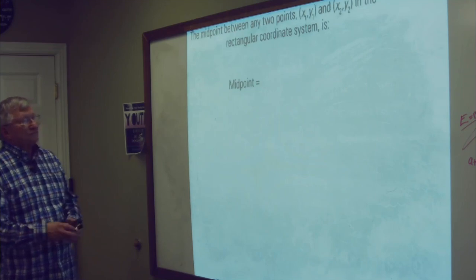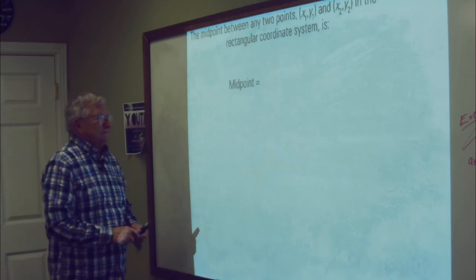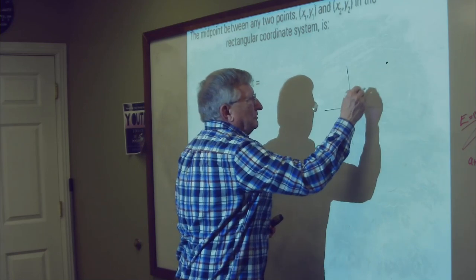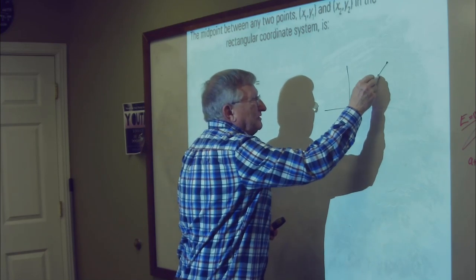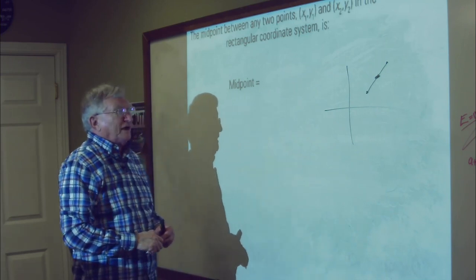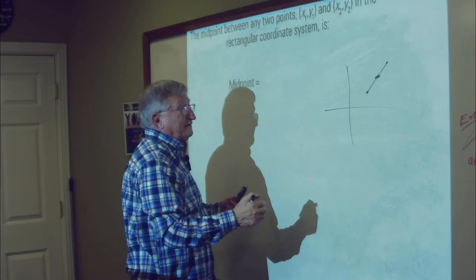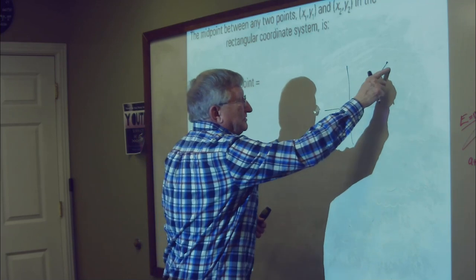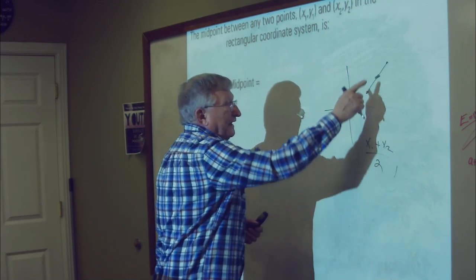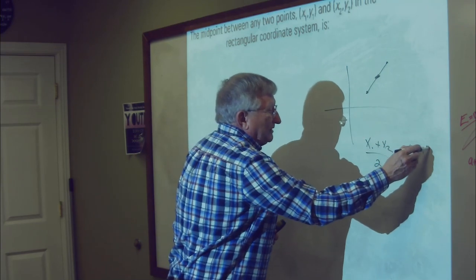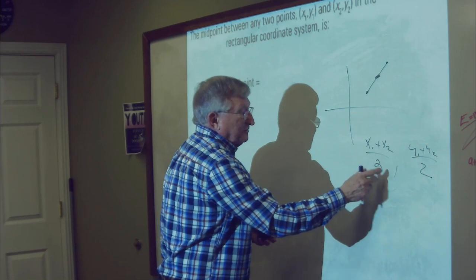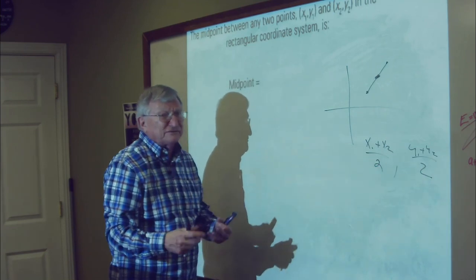All right, the midpoint between these 2 points on the Cartesian coordinate plane. Here's point 1. Here's point 2. The midpoint is this point right here, exactly between them. You find it by averaging the x's and averaging the y's. You get an x here and an x here, x1 and x2, add them together, divide by 2, and add the y's together, y1 plus y2 divided by 2, and that'll give you the midpoint. This is x at the midpoint, this is y at the midpoint. That's all you have to do.